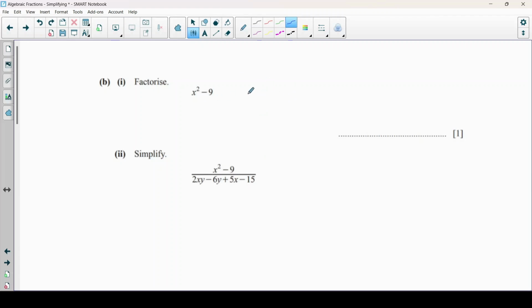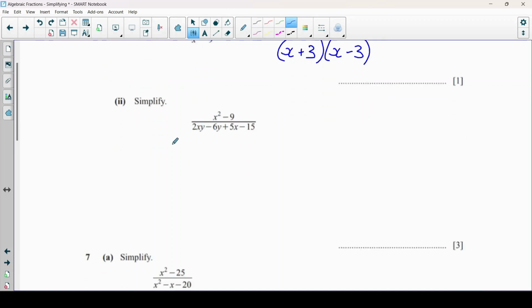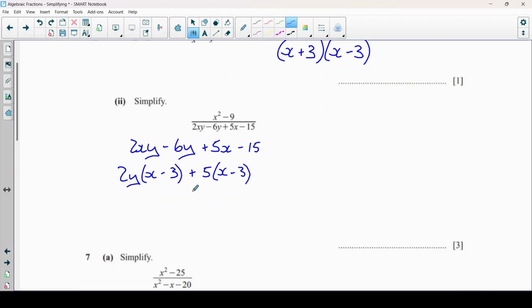Here we're asked to factorise this one first. Well, that's easy peasy. That's the difference of two squares, (x plus 3)(x minus 3). And it wants us to do that for this second part here. Let's factorise the bottom using two single brackets. We've got 2xy minus 6y plus 5x minus 15. I'm going to take 2y out of the first two, and I'm going to take 5 out of these two. So I get (2y plus 5) brackets x minus 3.